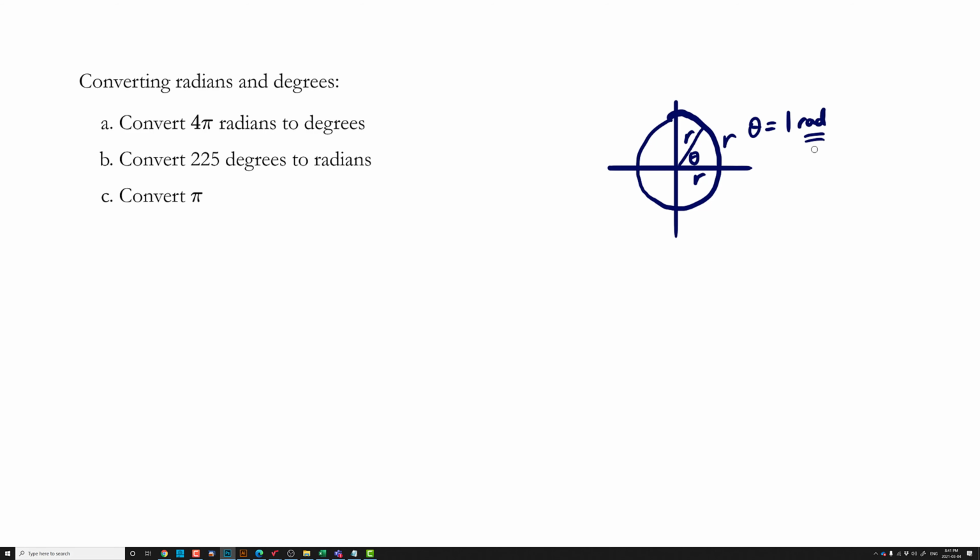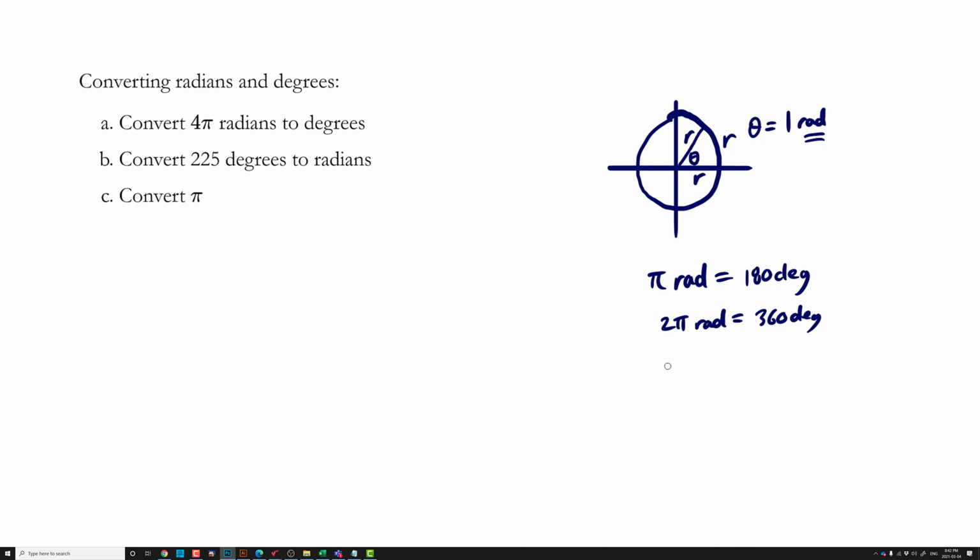A radian is simply a unit. Most people prefer degrees, and it's good to memorize that pi radians is equal to 180 degrees. In the same way, multiplying by 2, 2 pi radians is equal to 360 degrees. That's pi, and 2 pi is 1 full turn.